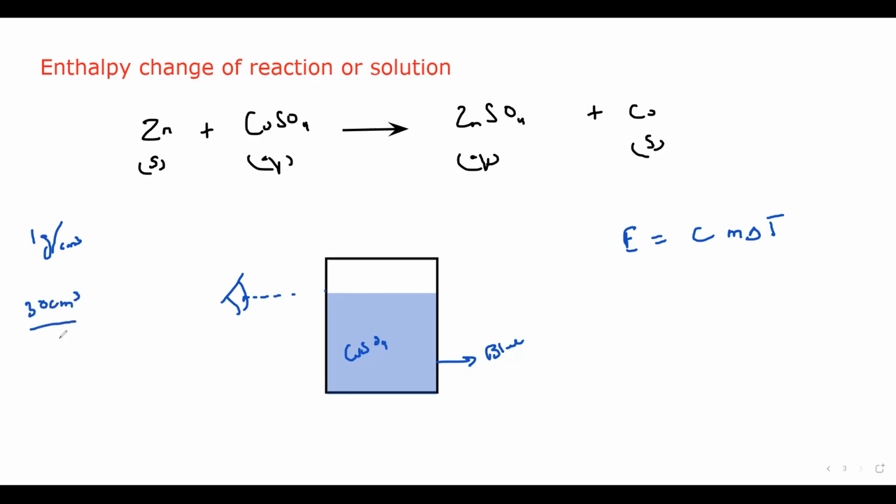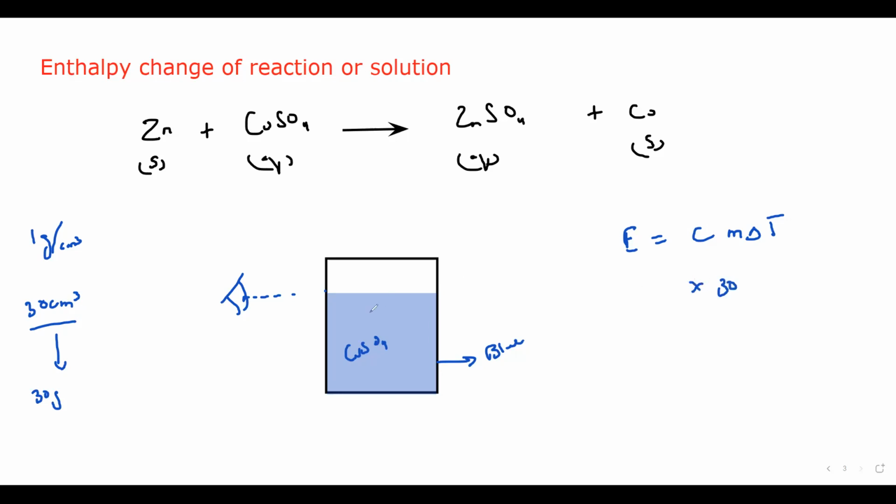So if in the experiment we took, say, 30 cm cube of the copper sulfate solution, it means the mass of the copper sulfate solution, or mass of the water, will be 30. In practice, the density of the water will be higher as it dissolves salt, but our assumption is that when a salt is added to water, its density does not change. So if the volume of the solution is 30 cm cube, that will be the same as the volume of the water, and the volume of the water is the same as the mass of water. So mass is 30 here.